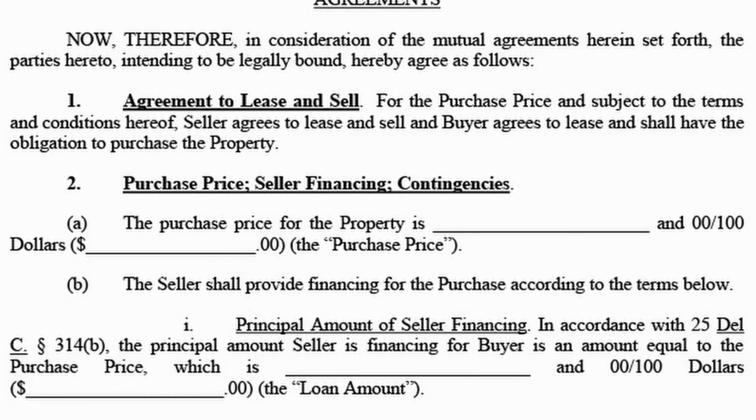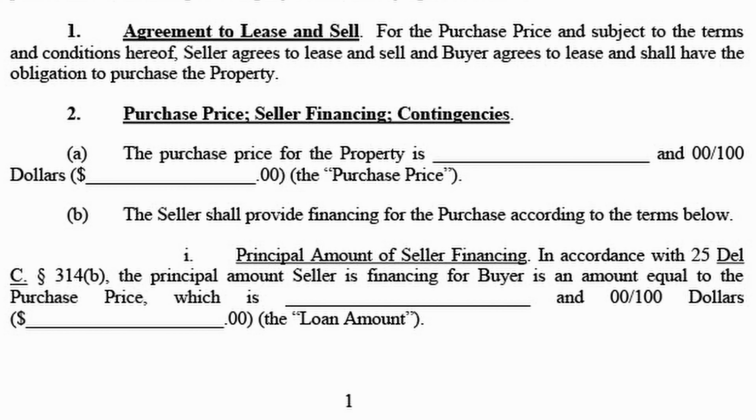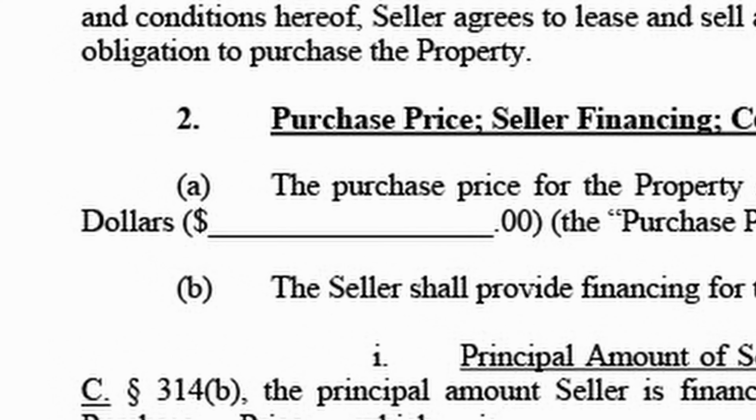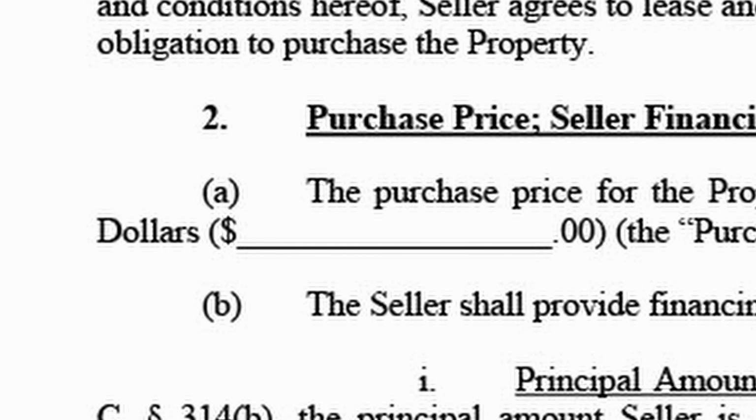All right, so section 2, let's deal with the purchase price first. So the purchase price for the property is, let's say it's $100,000. Here on the first blank, you're gonna write ONE HUNDRED THOUSAND. And we've already put the and 00/100 dollars. Then you're gonna put the numerals in after the dollar sign, 100,000, and then we already have the .00 in there for you.